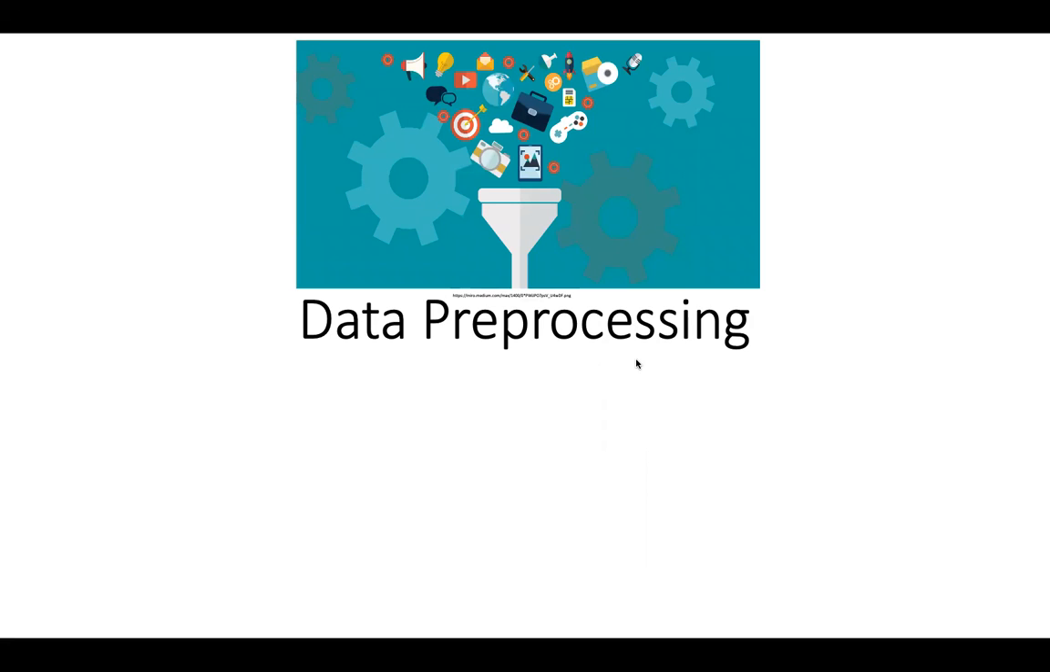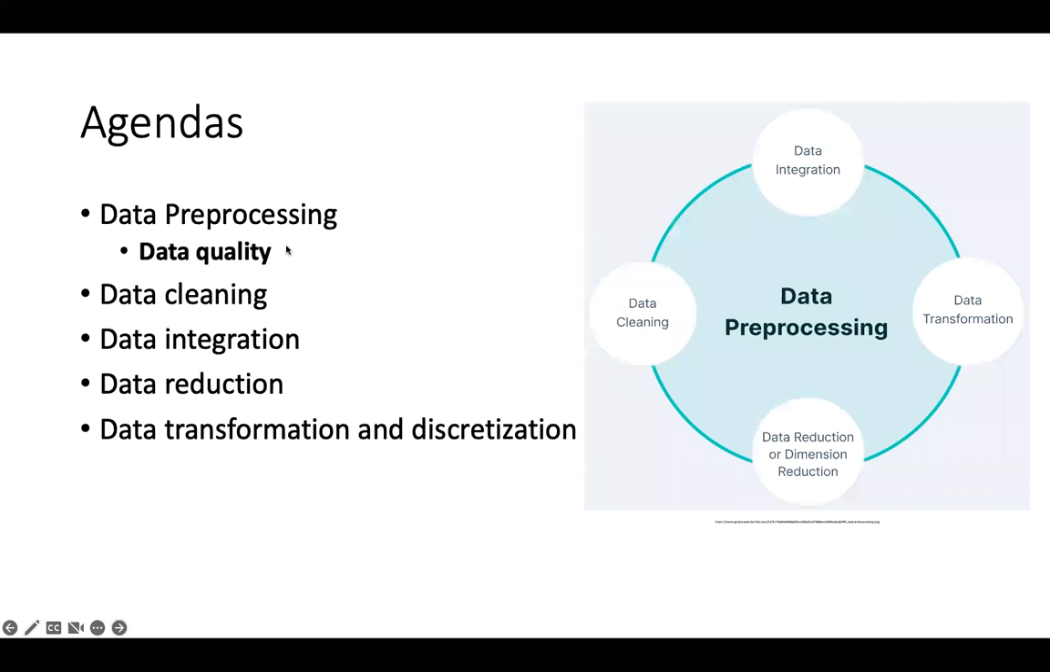All right. So our first agenda, we're going to be looking at data quality, right? But before we delve into this, let's look at the other components of data preprocessing. We have data cleaning, data integration, data reduction, data transformation, and discretization. When you talk about data cleaning, here you want to remove the noise and correct any inconsistencies in the data.